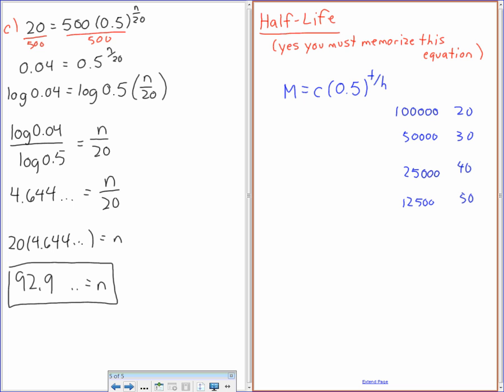Okay. Let's get to what all these things mean. C equals the starting value. M equals the ending value. T equals time. And H equals the length of one half-life.